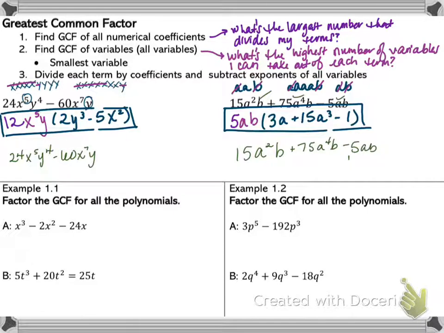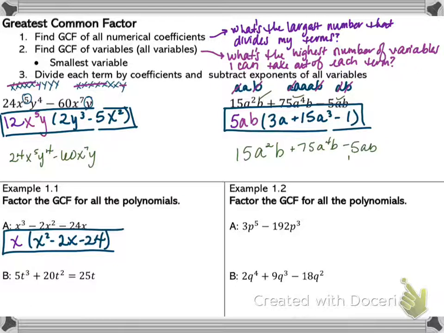So in example 1.1a, which is over here on the left, for my GCF, I don't really have a coefficient that I can divide all these by. I don't have that. But I do have a variable. I have x to the 3rd, x squared, and then x. So my smallest variable is x. So that is the most that I can take out. So I'll say my GCF is x, and then I'll divide it out. I'll end up with x squared minus 2x minus 24. All right, and then that is my answer. It doesn't ask me to factor anything else, so that's just my answer.